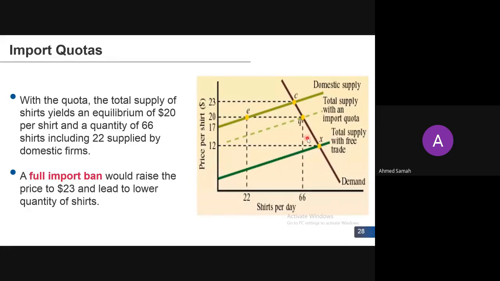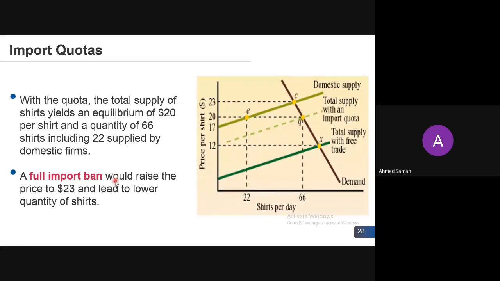Now we see that the total quantity in the economy has fallen. Because of that, the price is now higher compared to the previous $12. Now the customers will have to pay $20 because of this import quota.